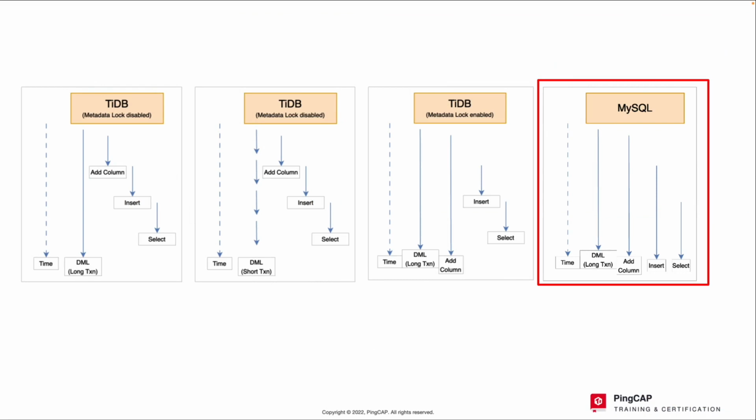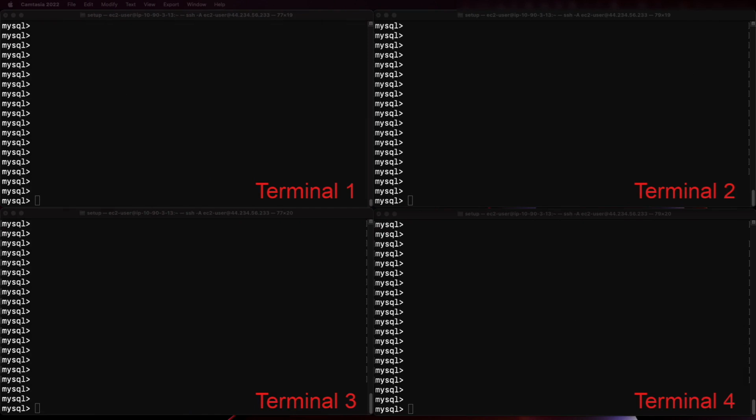Unfortunately, MySQL cannot handle this kind of situation very well. As long as the first transaction does not commit, the adding column request, as well as all the following DML requests, will be blocked. If there are a huge number of client requests, the thread pool may be exhausted. Let's look at the demo.